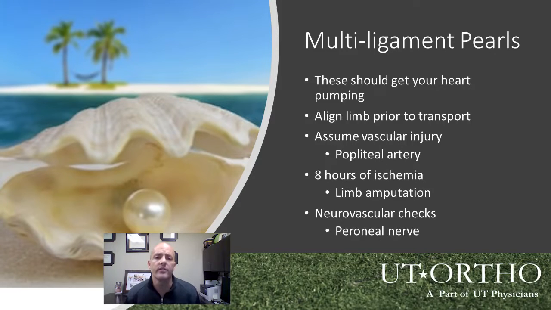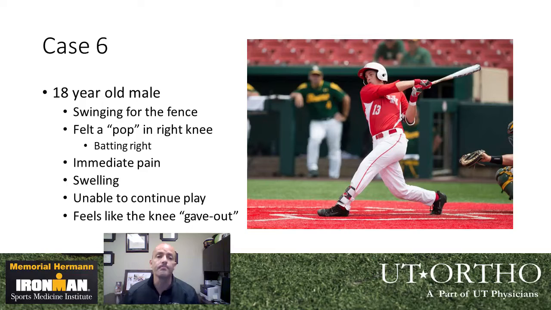Our pearls here: these ones should get your heart pumping. You need to align that limb prior to transport. Assume that there is a vascular injury. The popliteal artery can be injured in a dislocation or subluxation event. You have 8 hours prior to the limb being non-salvageable. So these are timely. 8 hours is the key. They have to be addressed prior to that. Neurovascular checks are important, secondary to commonly involving the peroneal nerve.